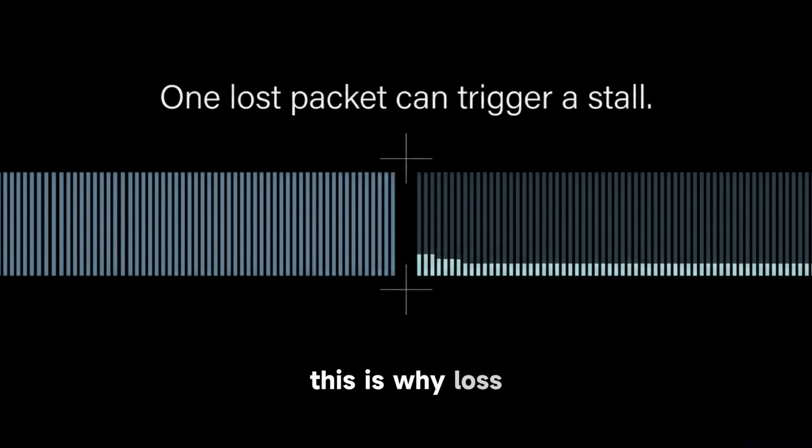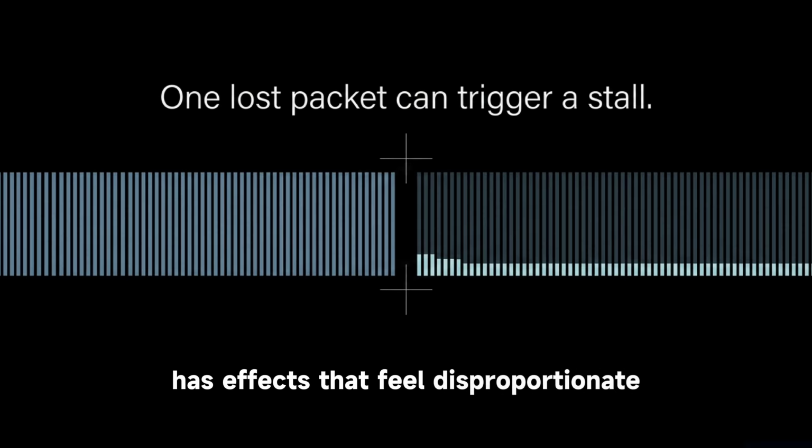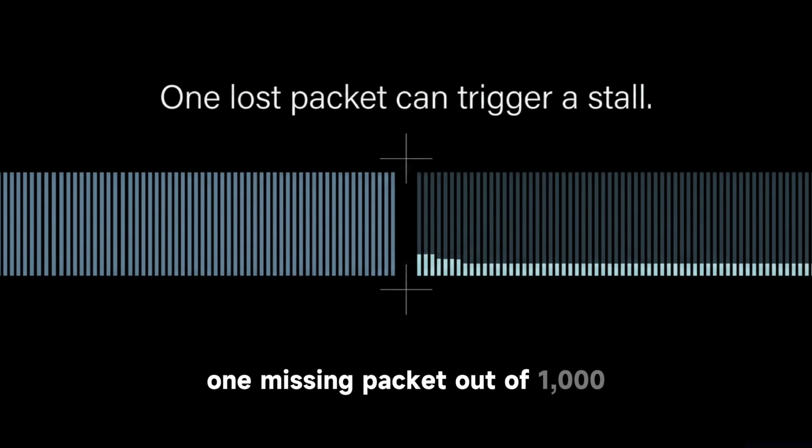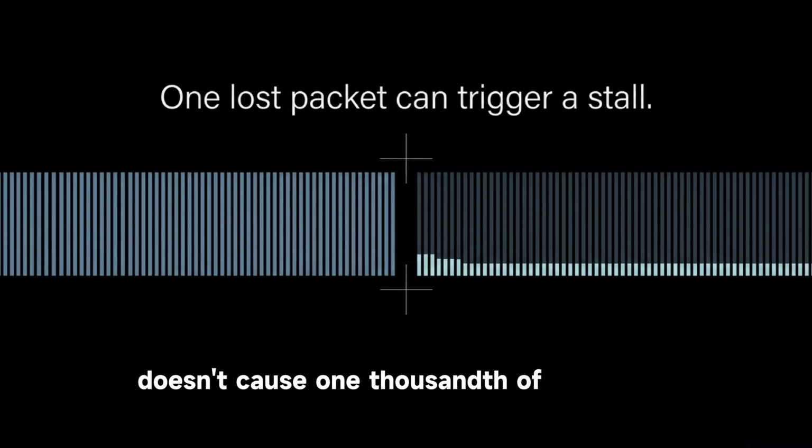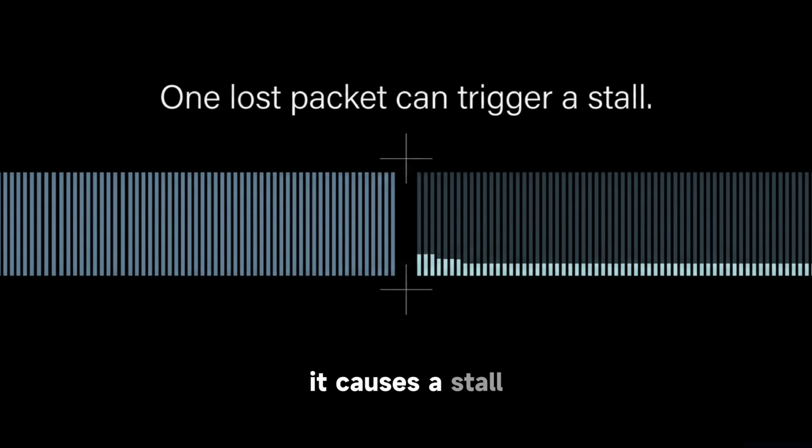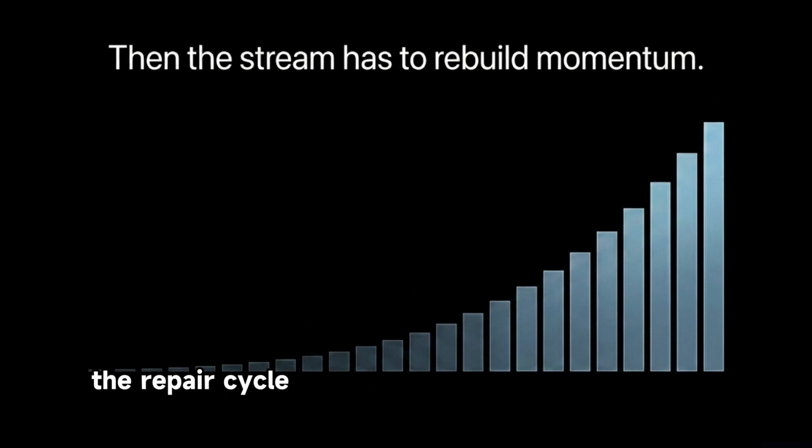This is why loss, even occasional loss, has effects that feel disproportionate. One missing packet out of 1,000 doesn't cause 1,000th of a problem. It causes a stall, a retransmission, a rate reduction, and a slow climb back. The repair cycle is real work, and it takes real time.